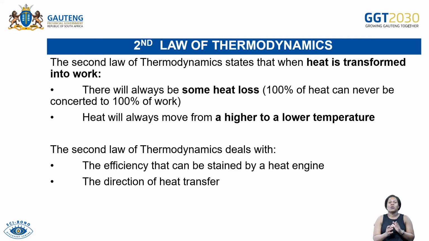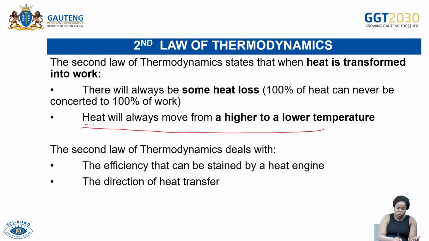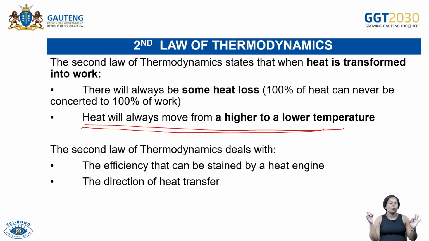So the second law of thermodynamics basically deals with the efficiency that can be sustained by a heat engine, and also the direction of heat transfer, so that we understand that heat will always be transferred from an object with a higher temperature to an object with a lower temperature.